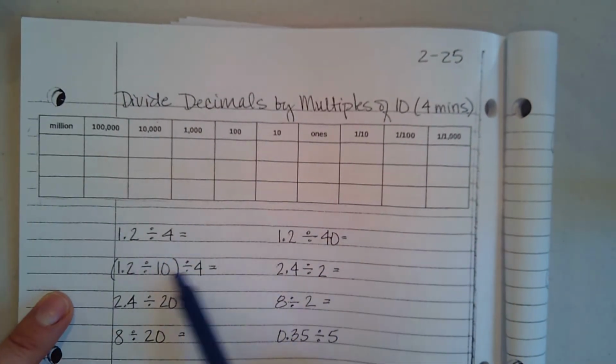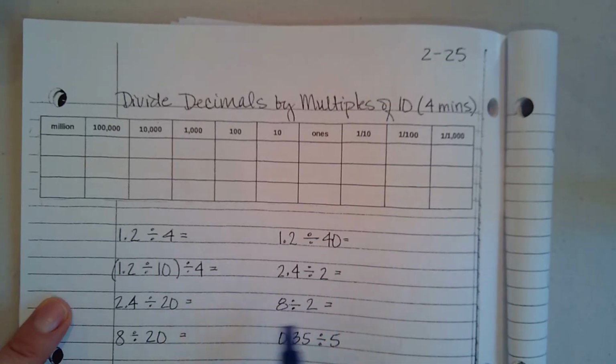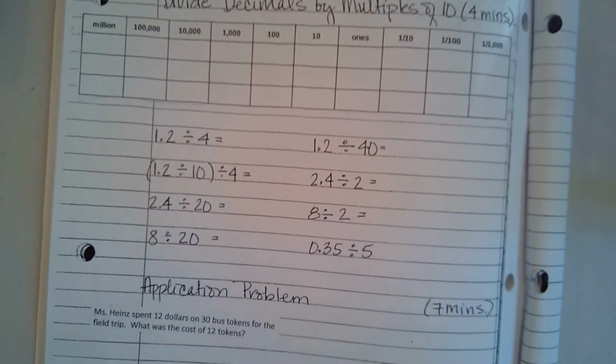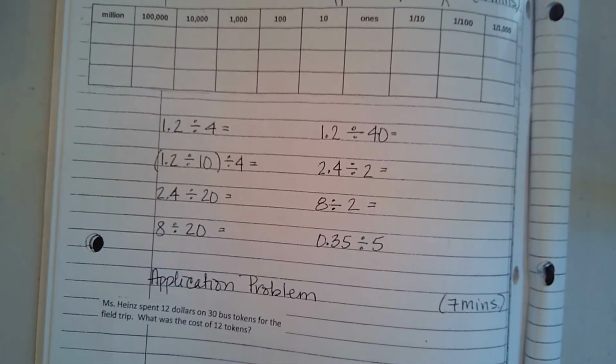Then we have divide decimals by multiples of 10. Going through, how do these change? Because remember, these numbers are quite similar. So how do they change, just based on the place value?